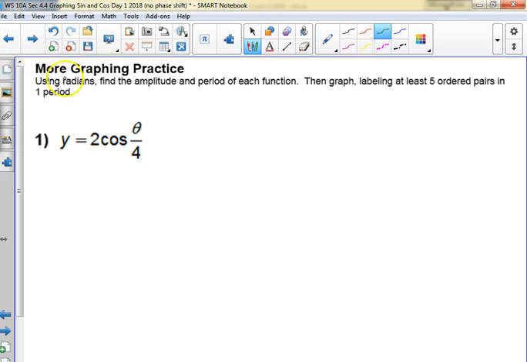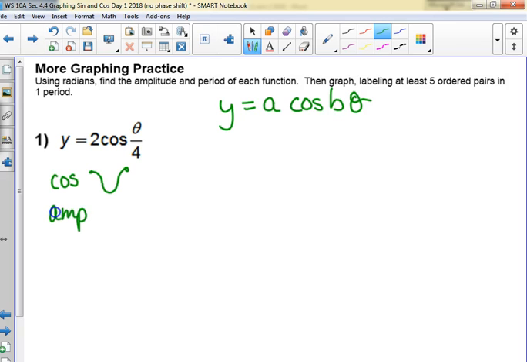All right, so let's talk about this graph. It does not have a vertical shift or phase shift. It is a cosine graph. So the shape is going to start at the maximum and go down, right? Okay. What else can you tell me about this? Okay. The amplitude is the A value out here, and that value is 2. So the maxes and mins will go between what? 2 and -2.